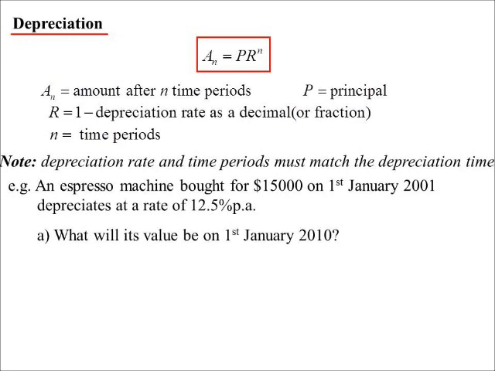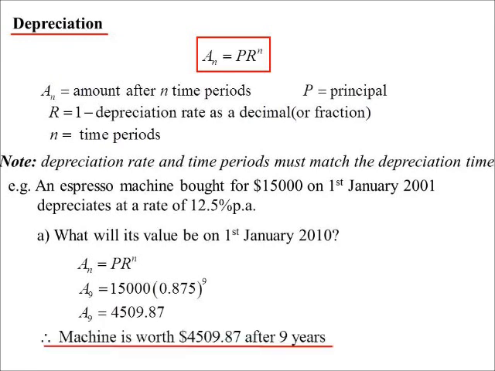Hang on, you got all of 2001, all of 2002. Yeah, it's 9 years. So let's sub it in. And it's 1 minus the interest rate, so 0.875. So it's now worth about $4,500.